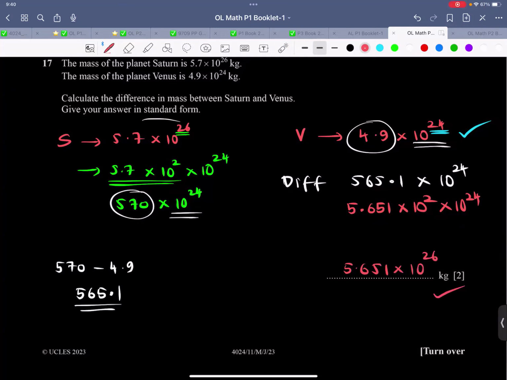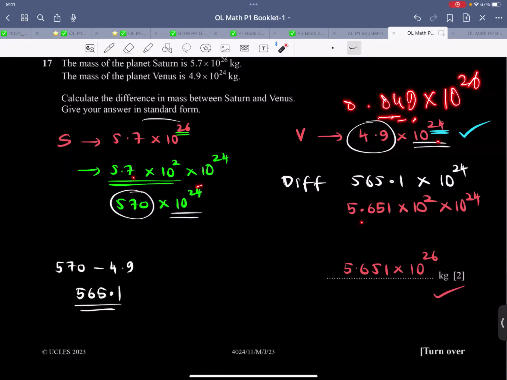That's the answer. Now, there are some people who convert this into this thing. So this would be 0.049 into 10 to the power 26, and then they will do the subtraction from 5.7. I prefer subtracting with big numbers rather than decimals. So that's my approach.